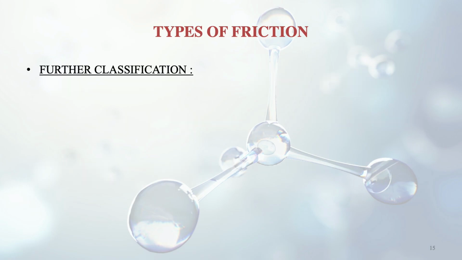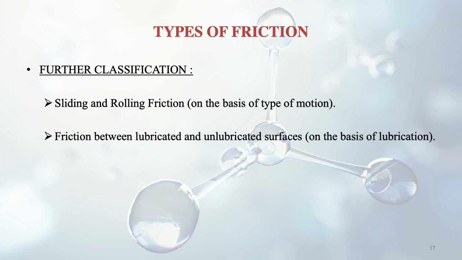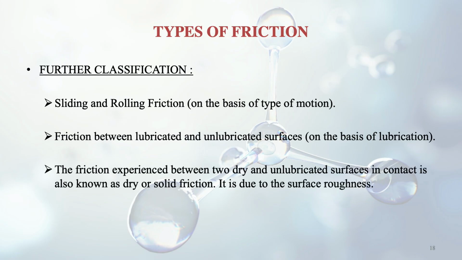There are further classifications like sliding and rolling friction, on the basis of the type of motion. If there is sliding motion, then it's called sliding friction. Otherwise, if there is rolling, suppose a sphere or a ball rolling on the surface, then it's rolling friction. Friction between lubricated and unlubricated surfaces is one more classification, on the basis of lubrication. Friction experienced between two dry and unlubricated surfaces in contact is also known as dry or solid friction. Suppose there is no lubrication, then quite obviously the name is dry or solid friction, and it is due to surface roughness.